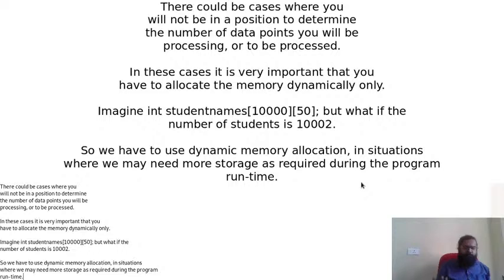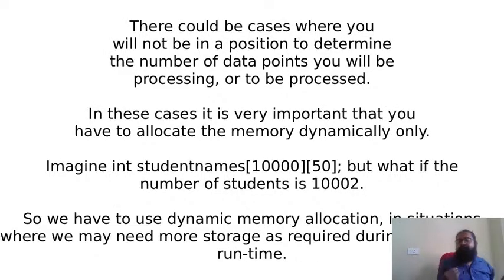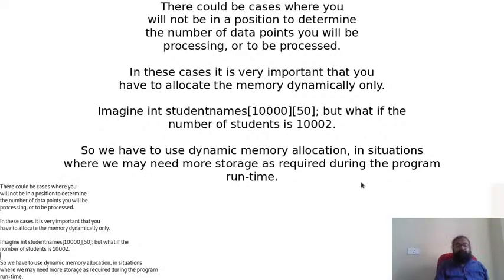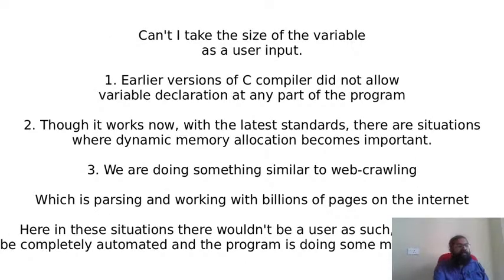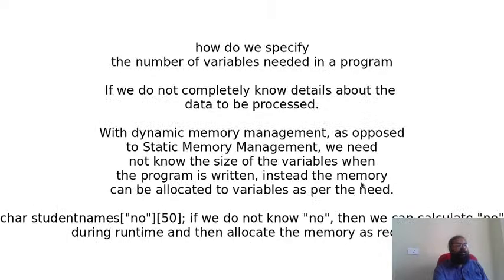So what does program run time mean? During the time when the program is running, I have determined that the number of students is 10,002 or it is 20,000, right? Or it is 1,20,000, whatever be the number. We may still have to go for something called dynamic memory allocation, and we may not be in a position to use static variable allocation like Sanjay had asked. Okay, now that was a very good question that you asked, Sanjay.